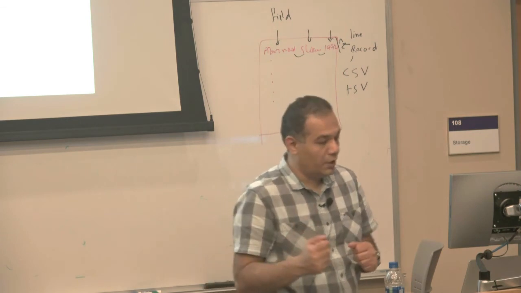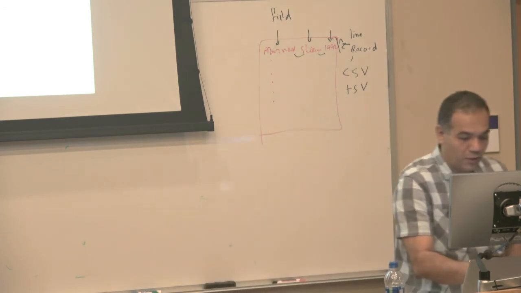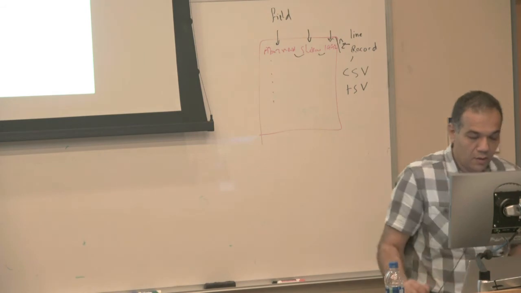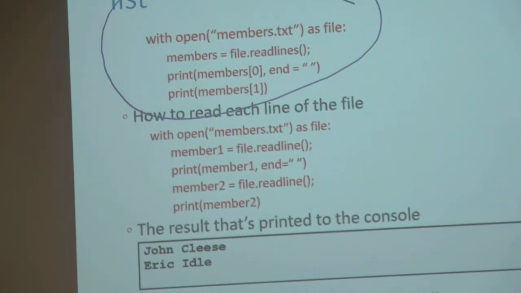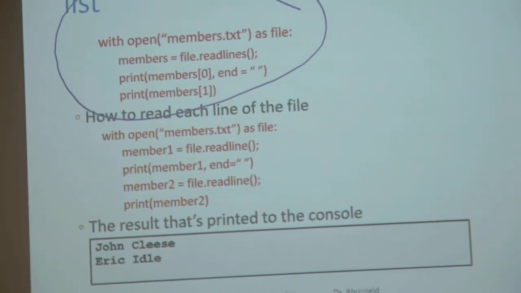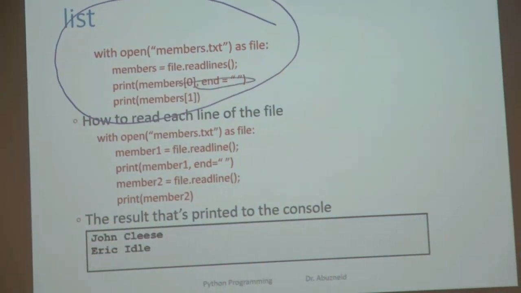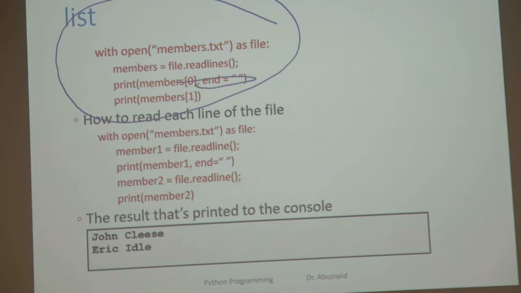So you import it to a list. Look in here at what we are doing: open a file, members.txt as a file. Then we're reading the lines into the list. So what I will have is a list of lists. After that I could print, for example, member 0, member 1 of the list.